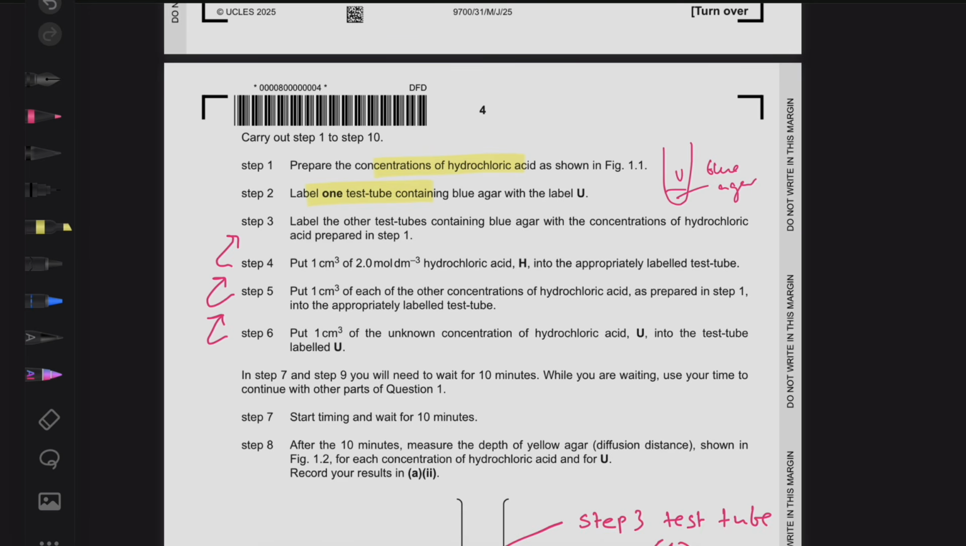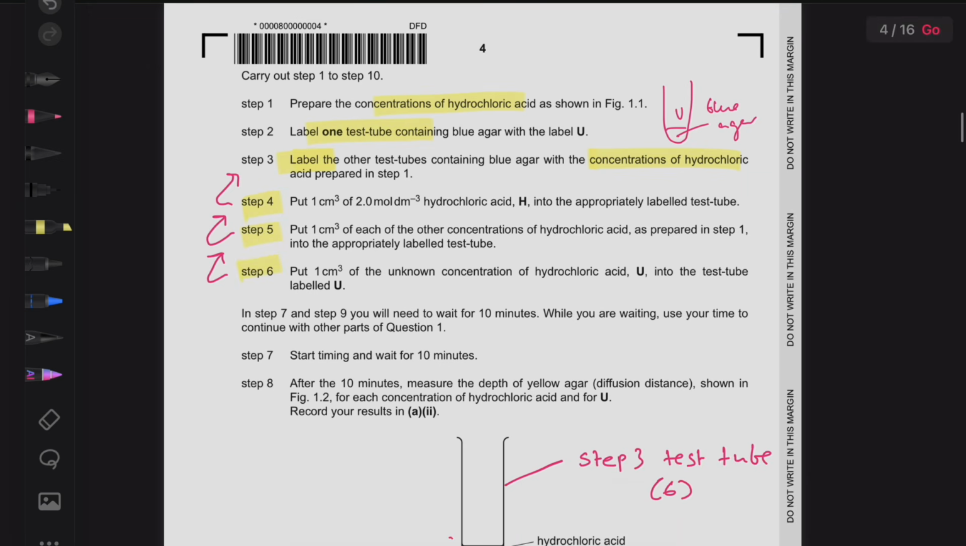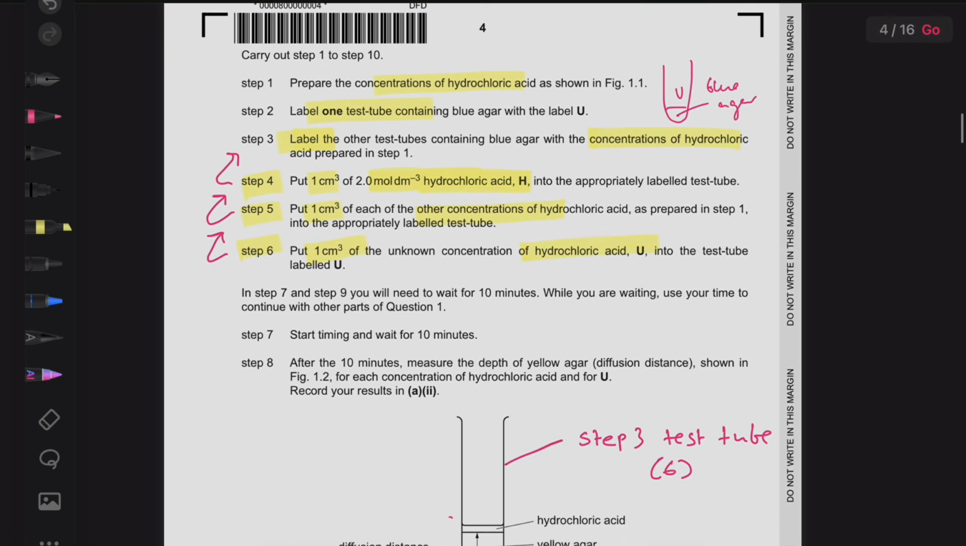Then we label the other test tubes with their concentrations. So the 2 moles per decimeter cubed test tube will just have 2 moles per decimeter cubed labeled on it. And then steps 4, 5, 6 are simply us adding our solutions to each. And we're doing so by adding 1 centimeter cubed only. So 1 centimeter cubed of our original HCl, 1 centimeter cubed of all the other concentrations, 1 centimeter cubed of our unknown hydrochloric acid concentration.